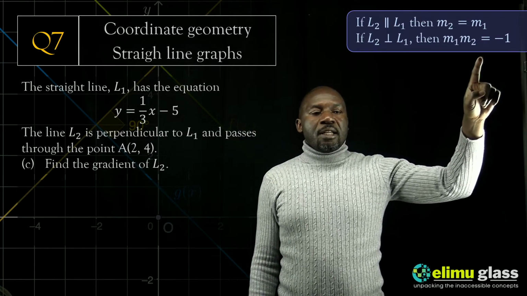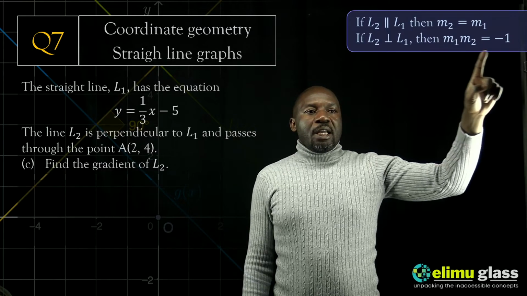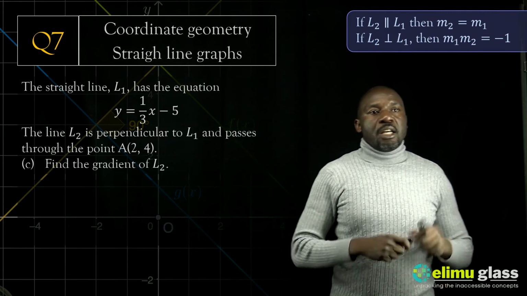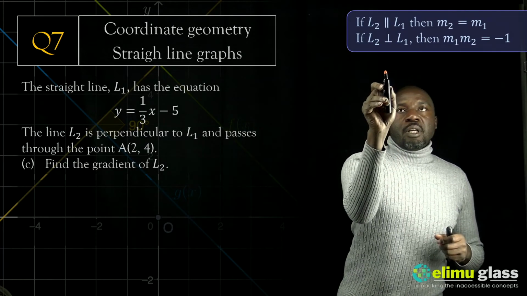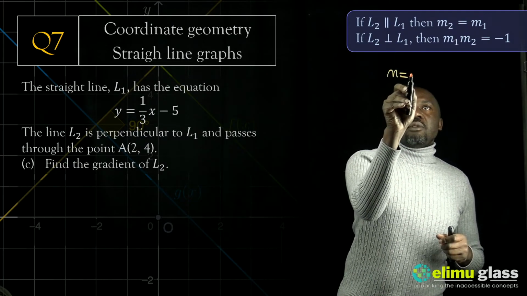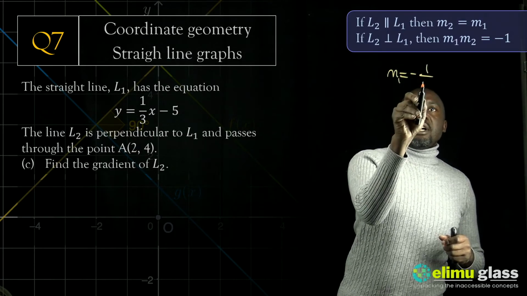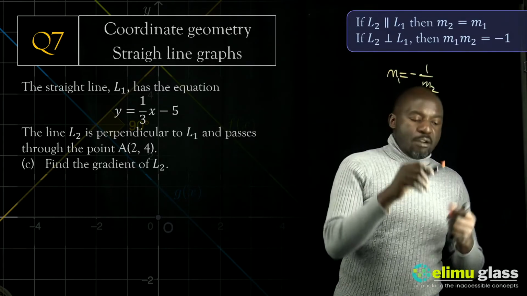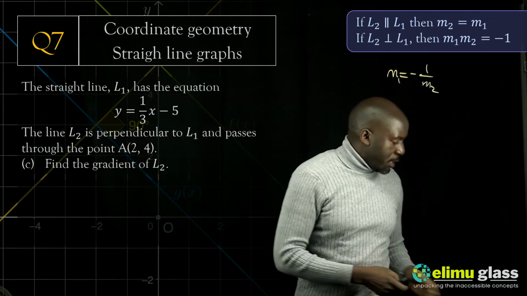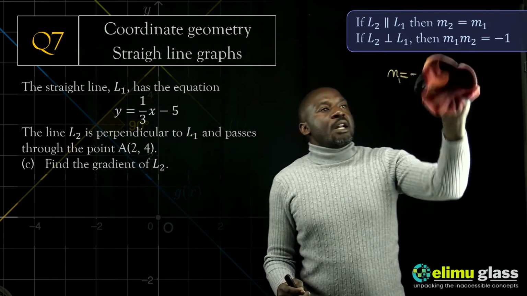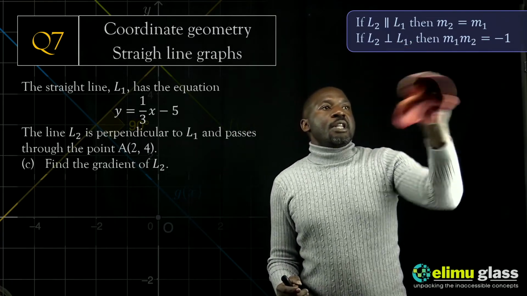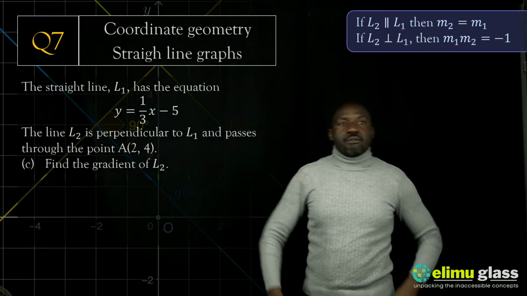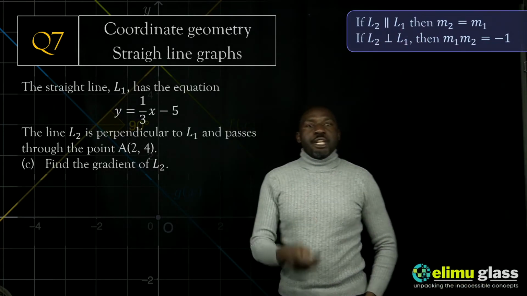Another way to say this is that the gradient of one is the negative reciprocal of the gradient of the other. So I could write m1 equals -1 over m2. So the gradient of one is the negative reciprocal of the gradient of the other line. These are extremely useful, and they're going to be useful in calculus as well, when we look for the gradient of tangents to curves. So we need to remember this.